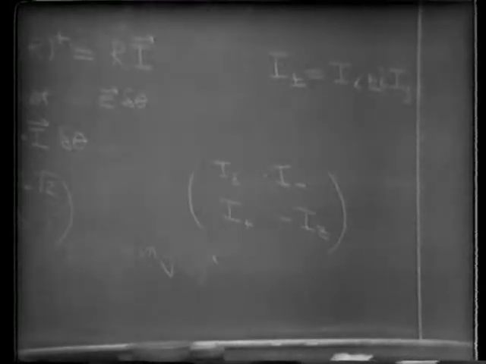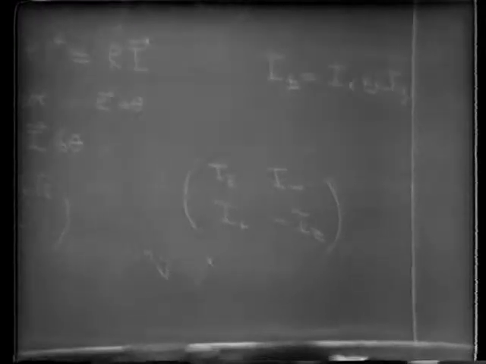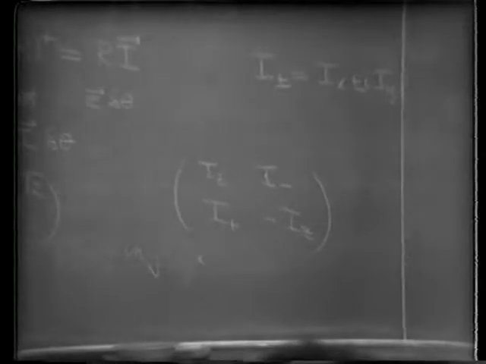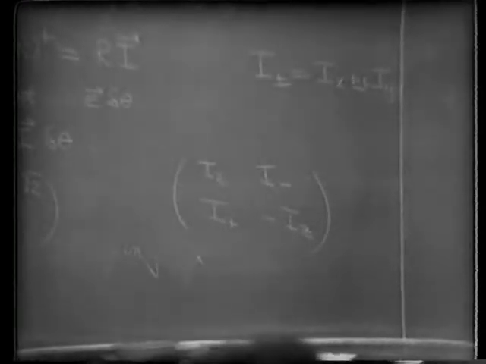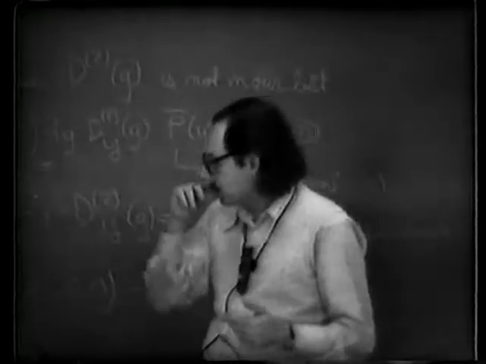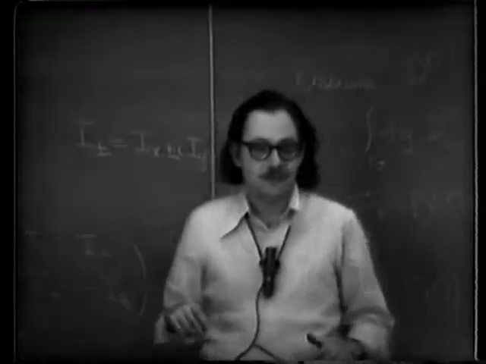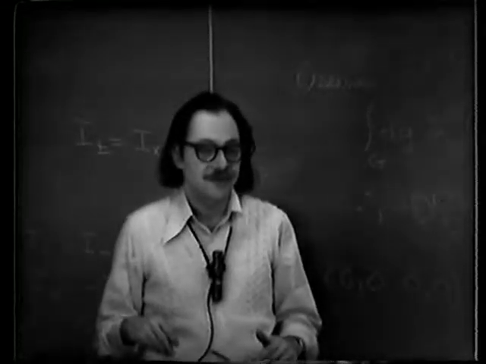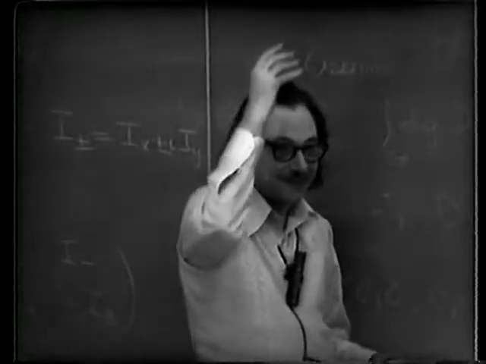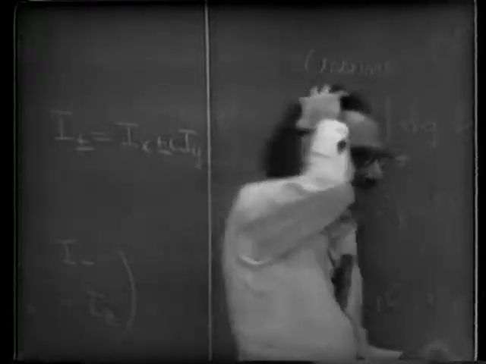So that's why the minus and plus have changed places and why the square root of 2 has disappeared. Any questions about that? Yes? You said that the I minus raises or lowers? I minus lowers it. I minus is the isospin lowering operator, because phi plus is the isospin lowering field, because it annihilates a pi plus, which has positive isospin, positive I sub z.